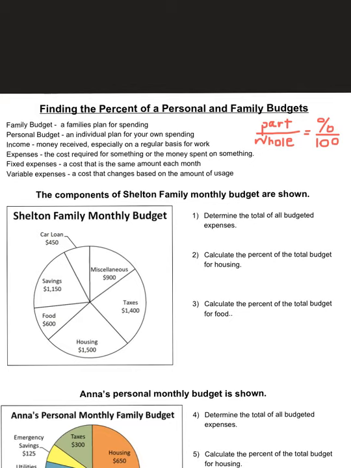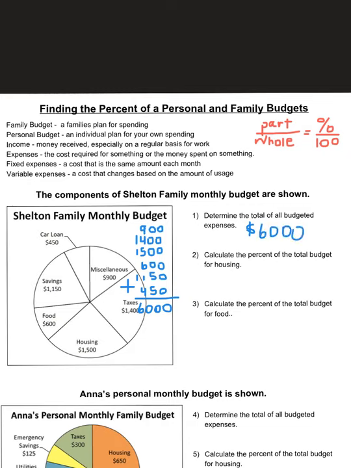So if we go ahead and get started with the problems, we're looking at the Shelton family's monthly budget. And problem 1 says, determine the total of all the budgeted expenses. So the first thing we're going to need to do is add up all of the money in the pie chart. And you can see I listed them all out. Of course, you use a calculator, and you would get $6,000 is their budgeted expenses.